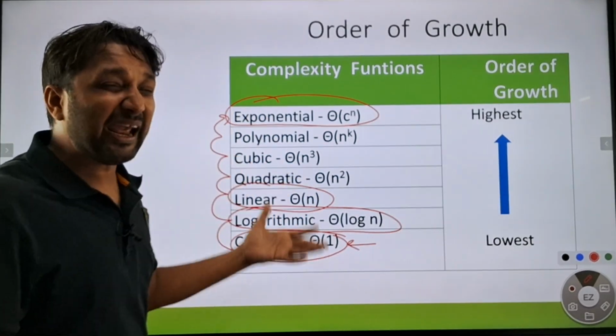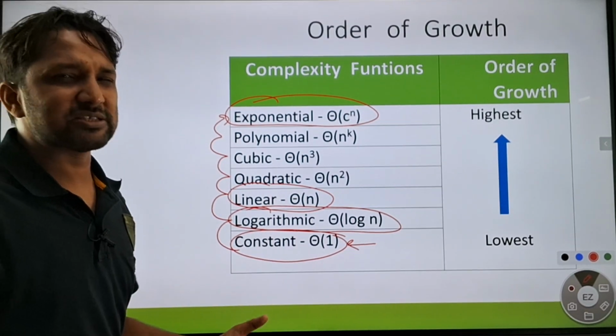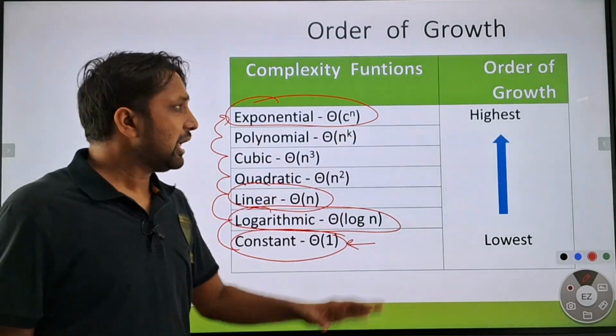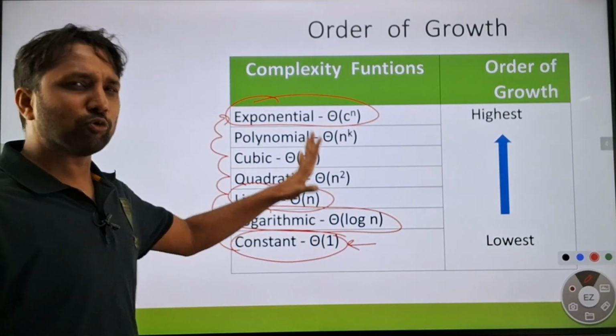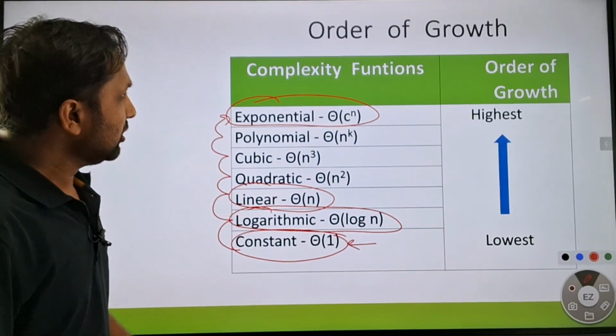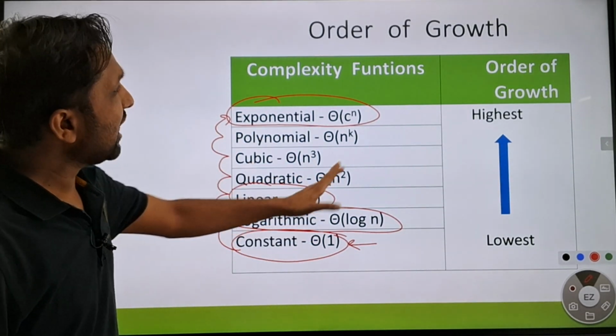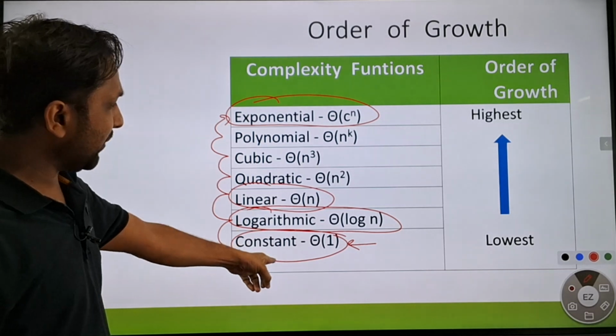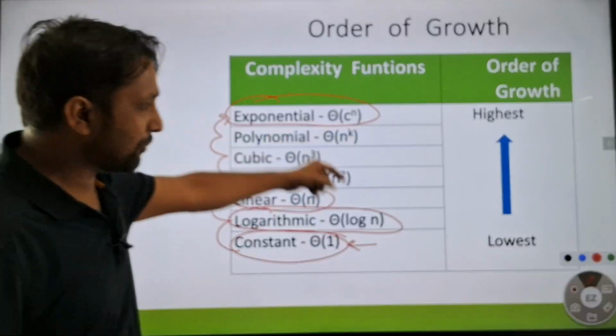Means they are taking more time, or you can say more space complexity. We will talk about space complexity later on. In this session we are talking about the time complexity only. Fine, okay, so this is the same thing, complexity functions, how they are growing. Constant taking minimum time, exponential is taking maximum time.